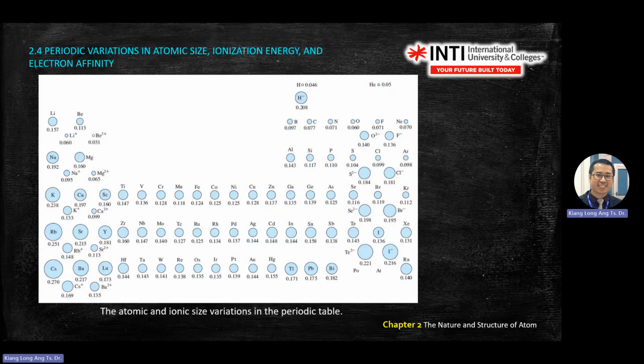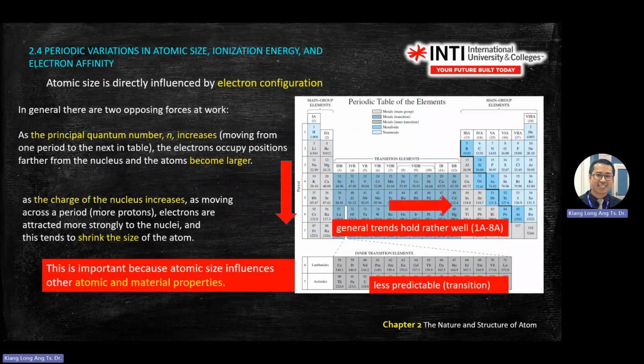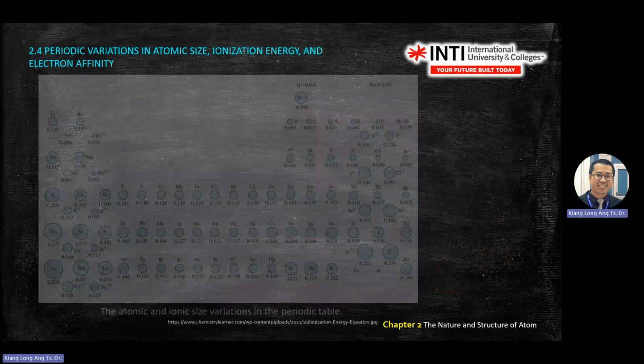Okay, so this slide is to tell you the atomic size. Atomic size: if you move top to bottom, it becomes bigger and bigger. If you move from left to right, it becomes smaller and smaller. Well, you cannot say smaller and smaller, it's just that the radius tends to become smaller and smaller because of the pulling force from the nucleus, the positive charge in the center. Okay. Another one.